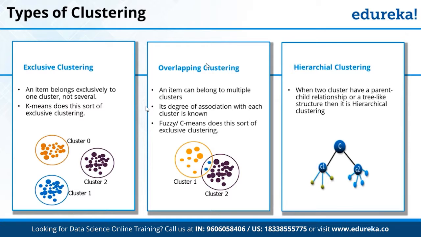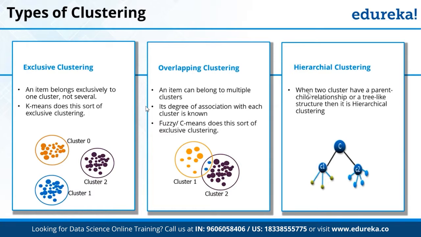Then we have overlapping clustering as well, which is like C-means and fuzzy clustering. There are chances that there will be overlap of my customers or anything in two clusters. You see these blue dots. These are like customers which are in both the clusters. So an item can belong to multiple clusters. Its degree of association with each cluster is known. Fuzzy C-means does this sort of overlapping clustering.